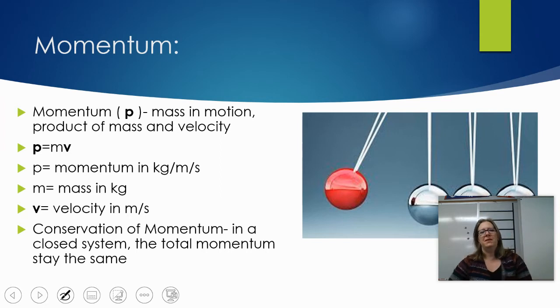All right, let's talk about momentum. Momentum is represented with a lowercase p. It's bold, which means it's a vector quantity. And it's basically just mass times velocity, okay?